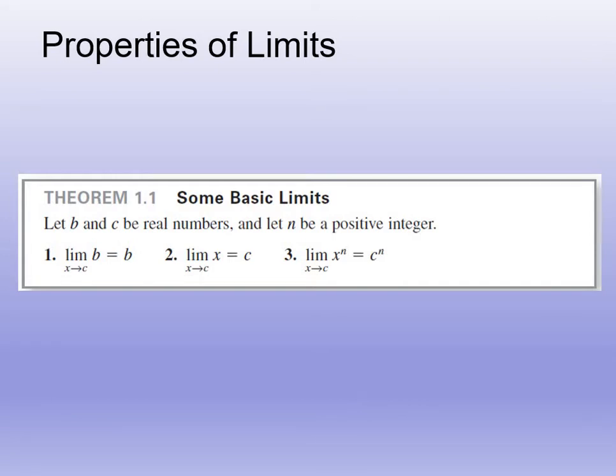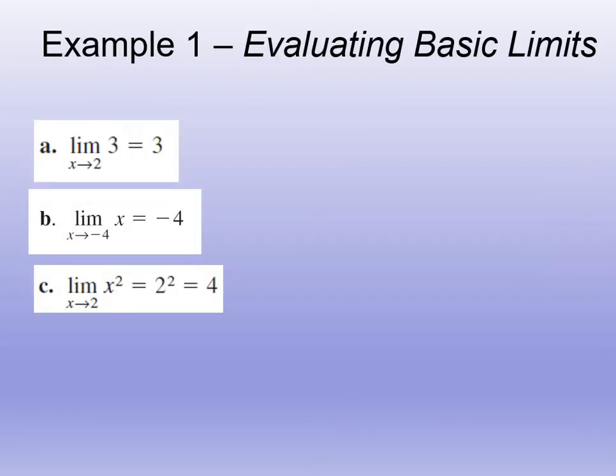And then the third case, we substitute c in for x. The limit of x to the n as x approaches c is just c to the n. So, direct substitution once again. The one that gets people, the easy one, is the first one. It's just the constant, so you don't really even have to do much for those.